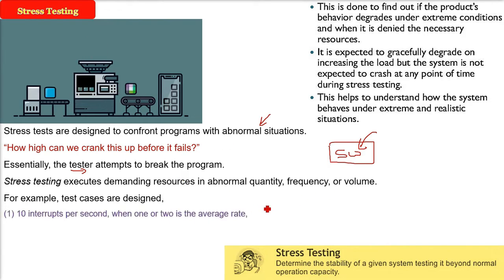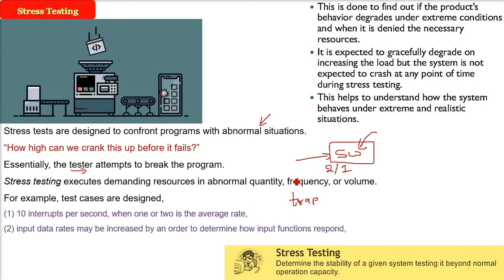I'll give an example. Test cases are designed, for example, we have hardware interrupts like trap, etc. If the software is designed for say 1 or 2 interrupts at the average rate, we would like to give 10 interrupts, 100 interrupts, maybe 1000 interrupts. The input rates may also be increased just to find out how the input function would respond. For example, Mbps, we will try to give it in Gbps.